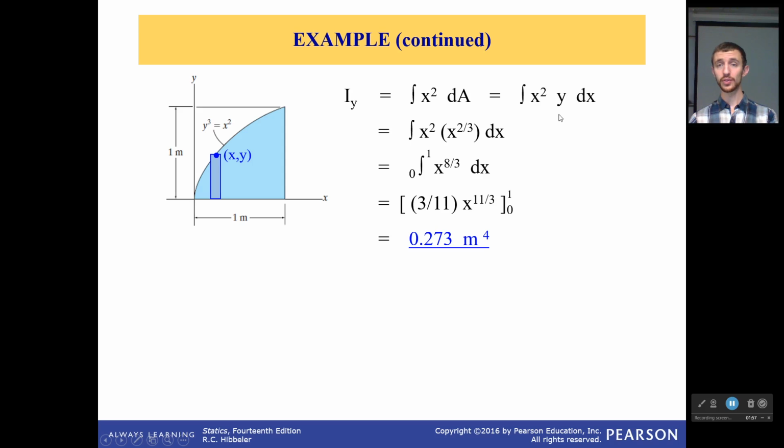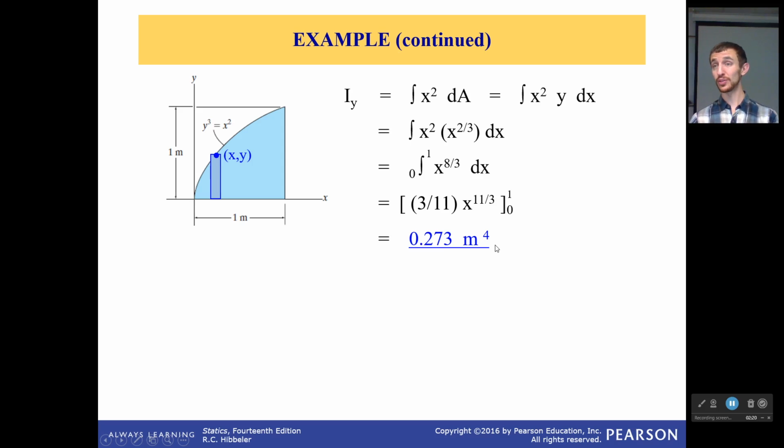And then I'm going to solve for y in terms of x. I take the third root of y and the third root of x squared, and I get x to the 2/3. So that's all nice and simple. 0 to 1 of x to the 8/3 dx. I plug it in, and I'm done. 0.273 meters to the 4th. You're like, wow, that was super easy. This one was pretty easy.